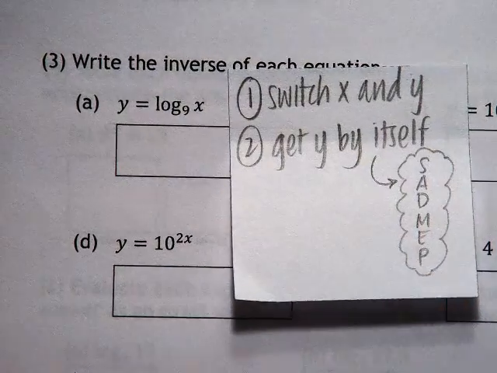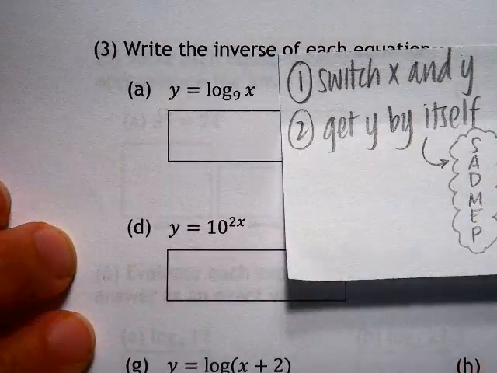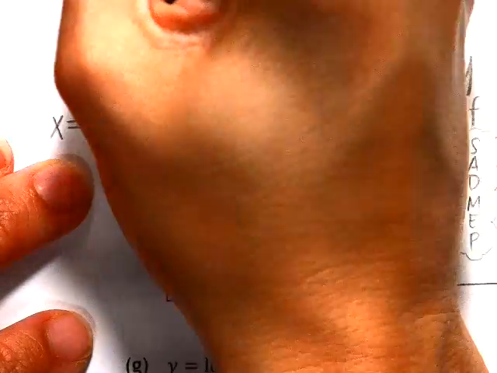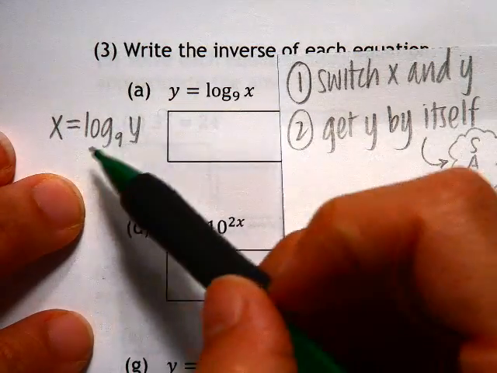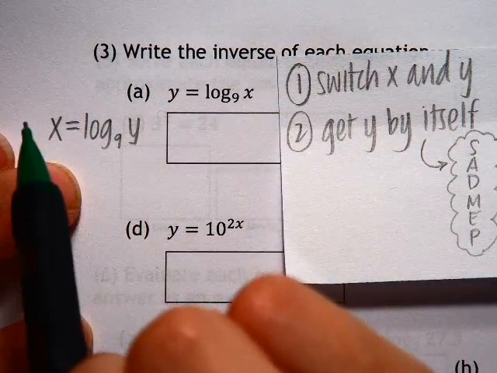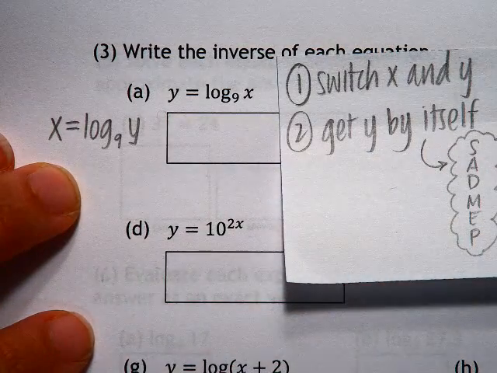Let's start with letter A, and let's see if we can follow these steps. First step, switch x and y. So instead of y equals, I'll have x equals log base 9 of, instead of x, y. So notice I don't change anything about the problem. I just changed the x to a y and the y to an x. That's it. Second step, get y by itself.